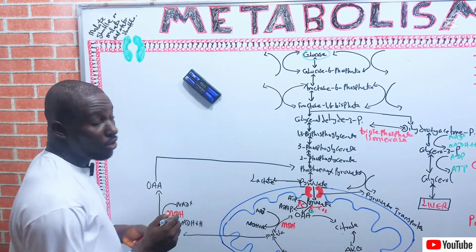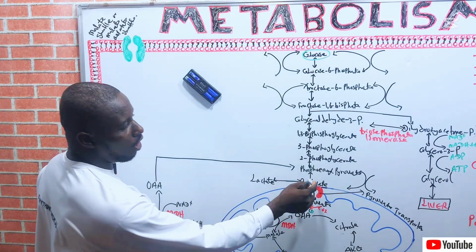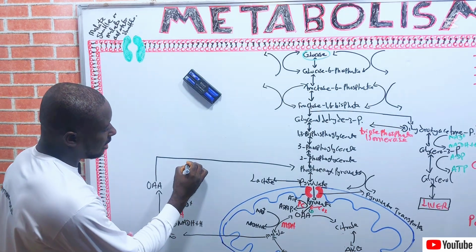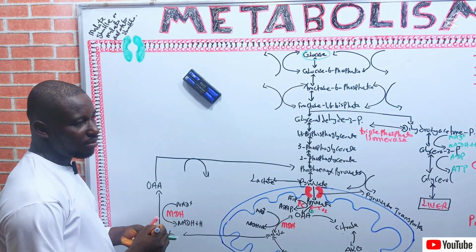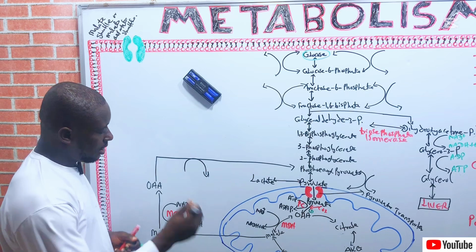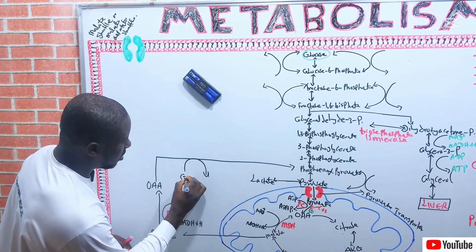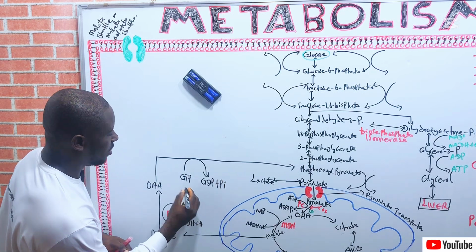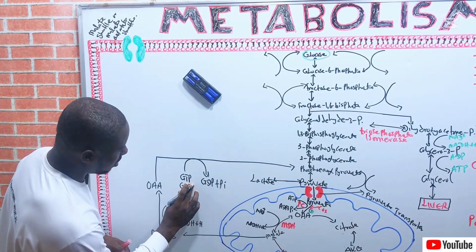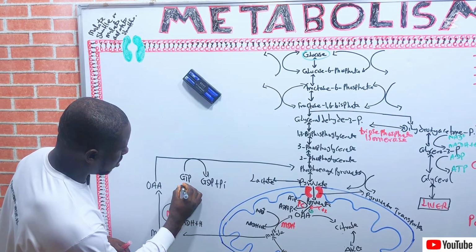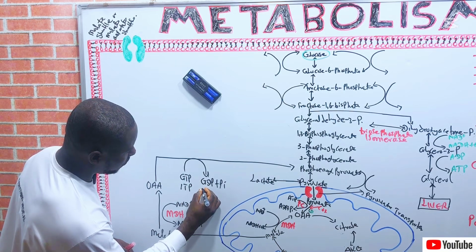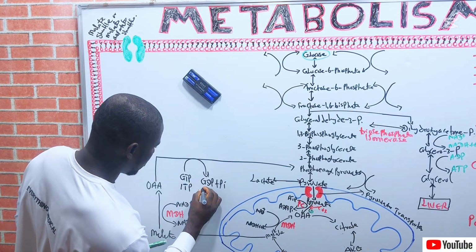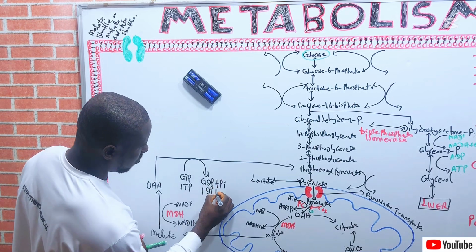Oxaloacetate will be converted to form phosphoenolpyruvate by an enzyme called phosphoenolpyruvate carboxykinase. And this reaction requires GTP, which will be converted to GDP plus Pi, or ITP will be converted to IDP plus Pi, whichever way.